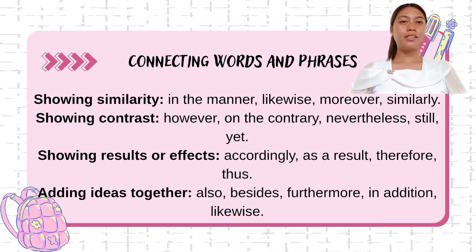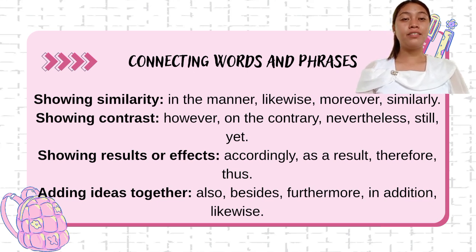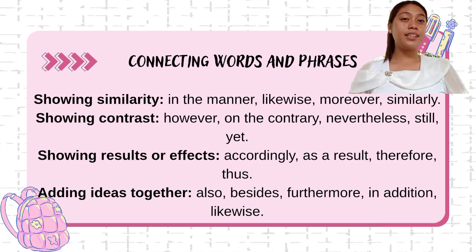These examples show how transitions make our writing smoother. For instance, when comparing ideas, you might say likewise or similarly. When showing contrast, use however or on the other hand. These small words guide readers through your thoughts.